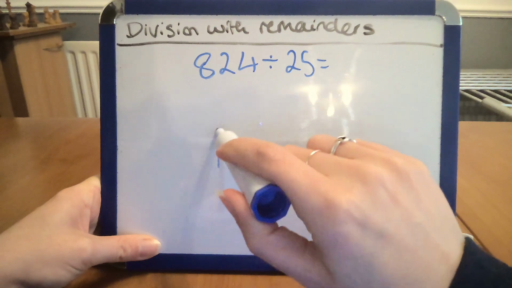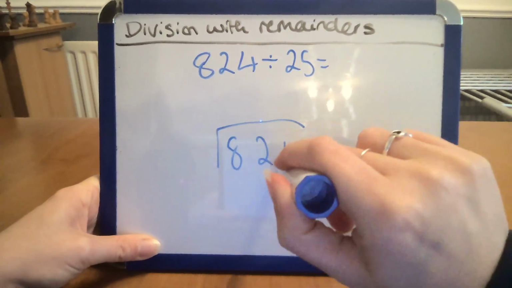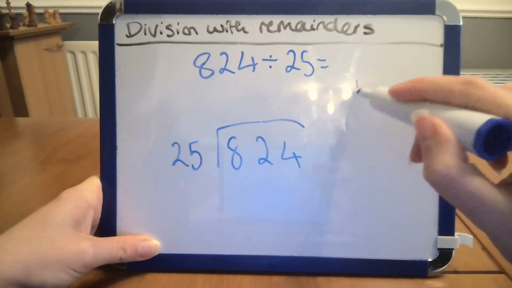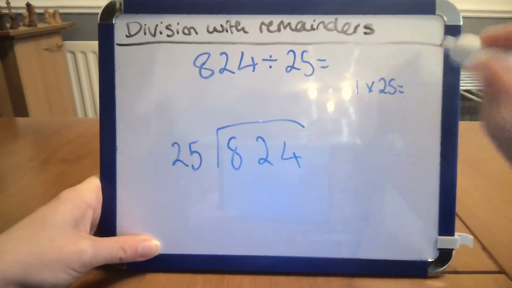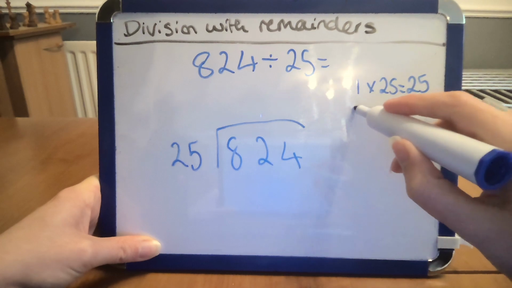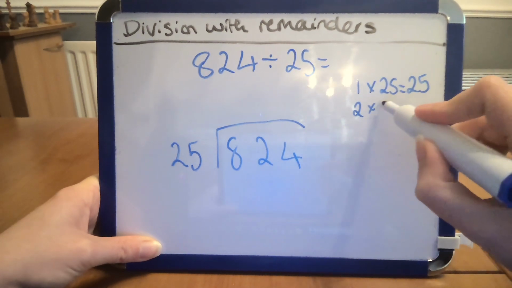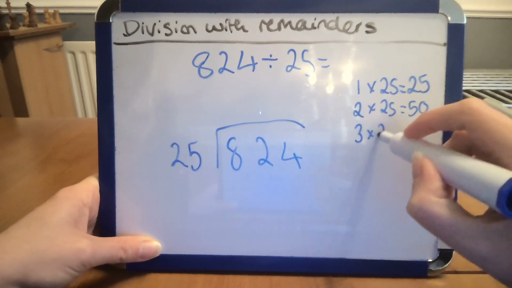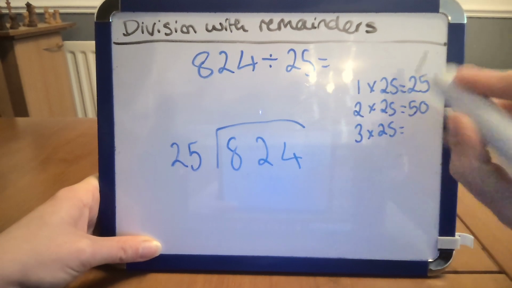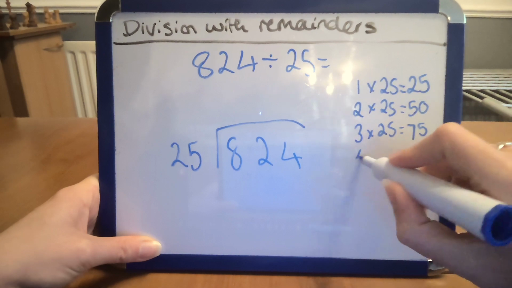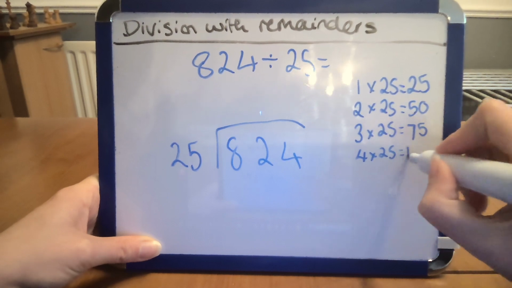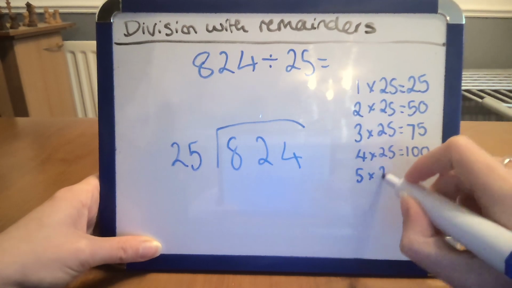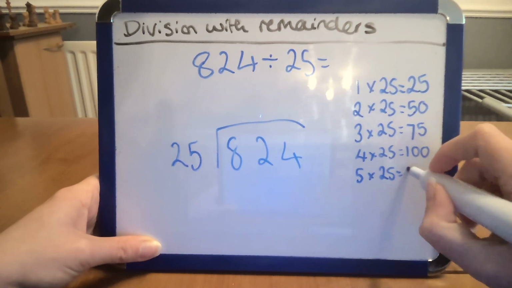Okay, so I have my bus stop here, 824, with 25 on the outside. Again, I'm going to start by writing down my 25 times table. Now, I don't obviously know my 25 times table, but I know that 1 times 25 is going to be 25, 2 times 25 is going to be double 25, 3 times 25 is going to be 50 plus another 25, which is 75, and 4 times 25 is 100. I'm going to leave it there for now. I can always add on more if I need to later by just adding 25 on each time.